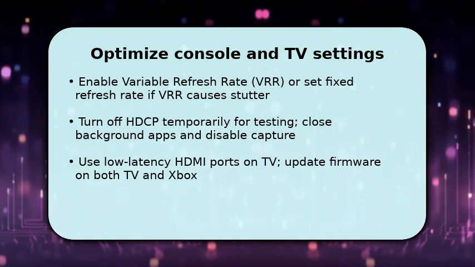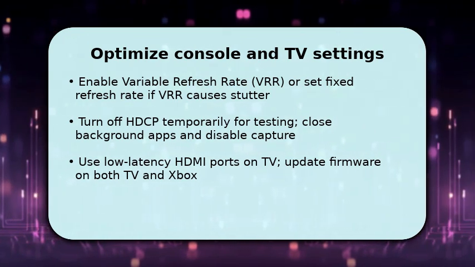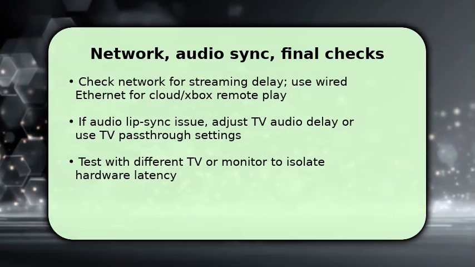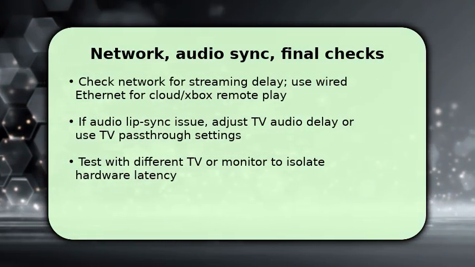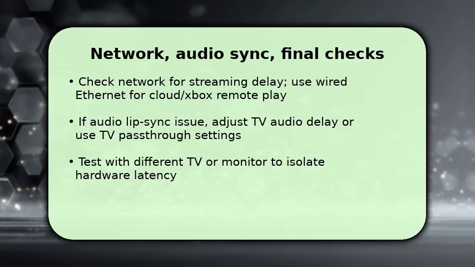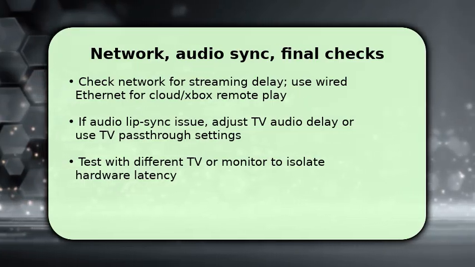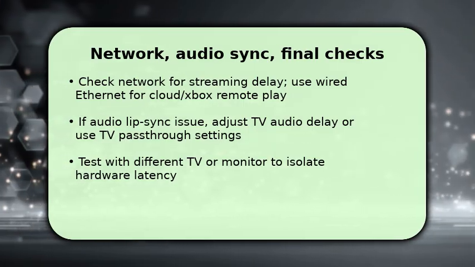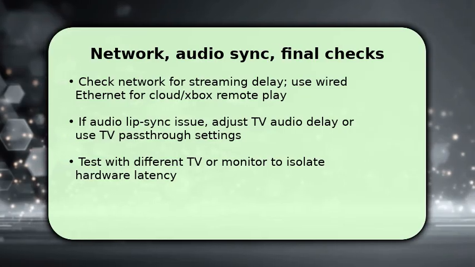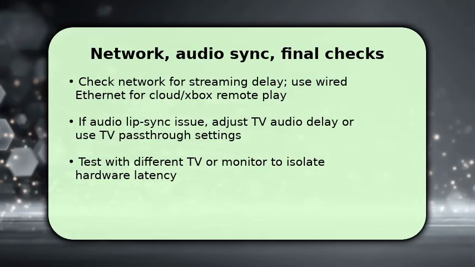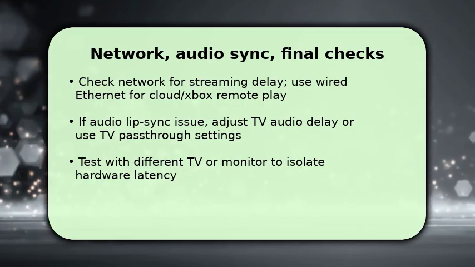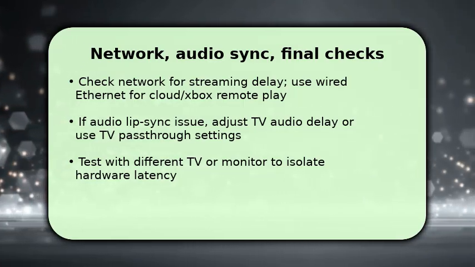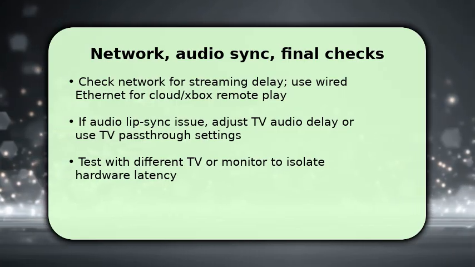Finish by ruling out network and audio as culprits and performing a full verification. If you stream or use remote play, switch to wired Ethernet to eliminate network-induced lag. For audio mismatch, use your TV's audio delay or choose a direct audio pass-through to the receiver so sound aligns with video. Finally, test the Xbox on another lower latency monitor or TV. If delay persists, document behaviors and reset display settings or contact support.